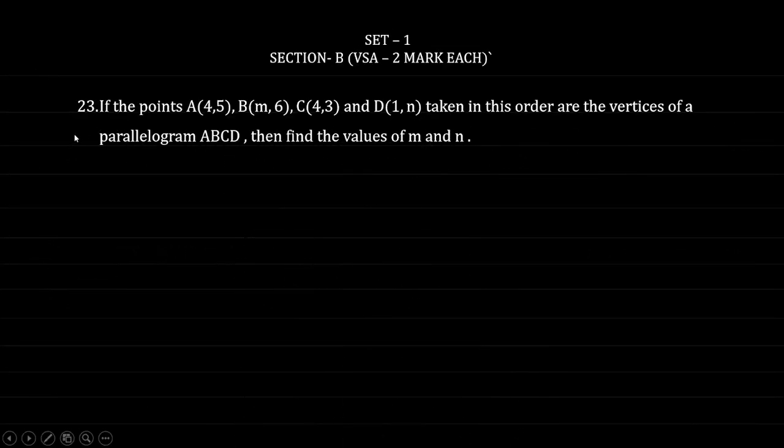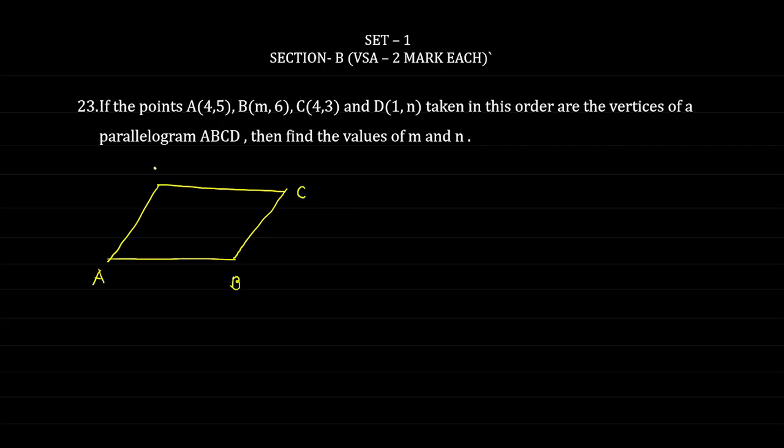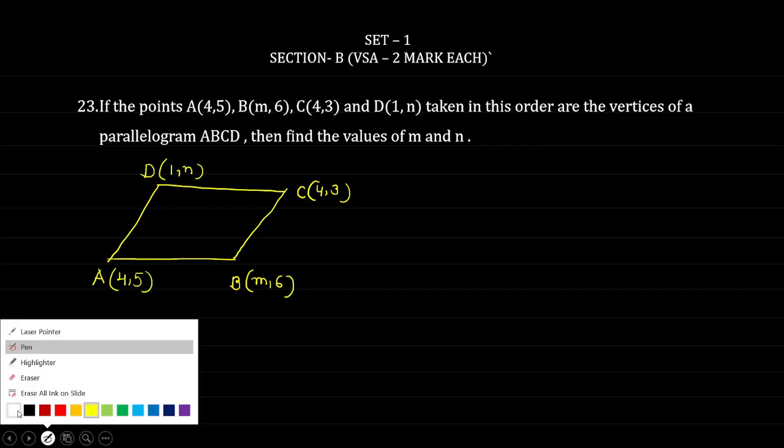Let's see the next question, 23rd question here, which is using coordinate geometry. We will solve this question. If the points A, B, C, D taken in this order are the vertices of a parallelogram ABCD. So let's draw a parallelogram here. This is your parallelogram ABCD and the vertices are given. So this is 4, 5, this is M, 6, this is 4, 3 and this is 1, N. Okay, so these are the vertices.